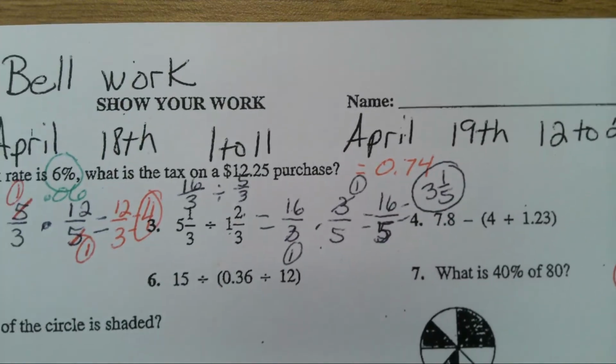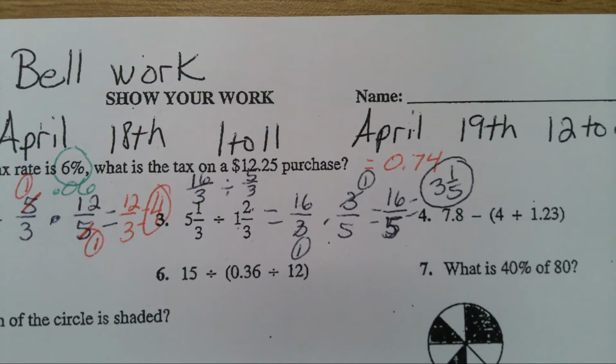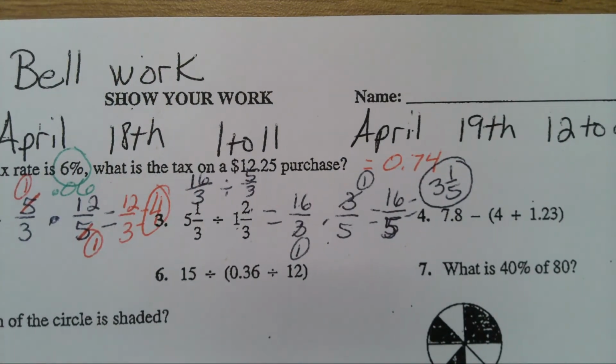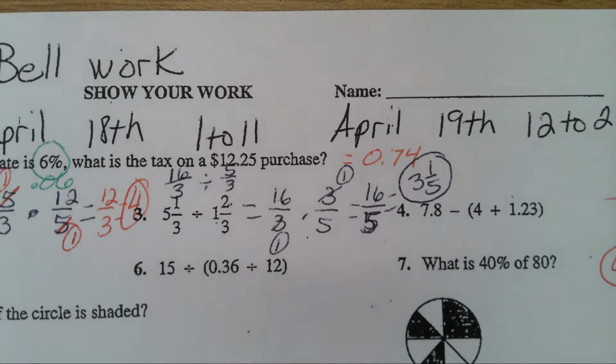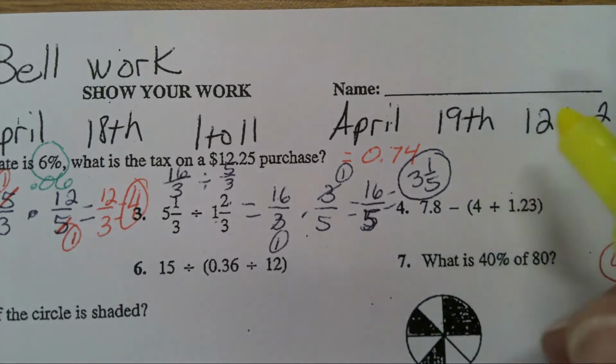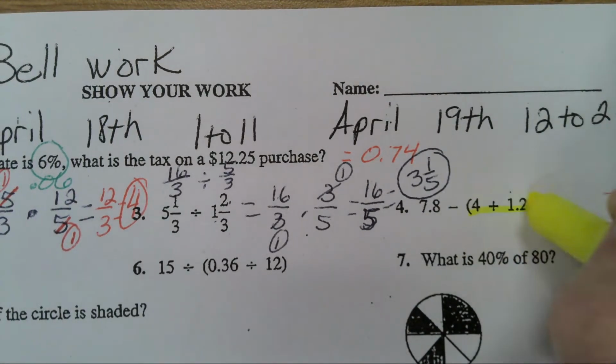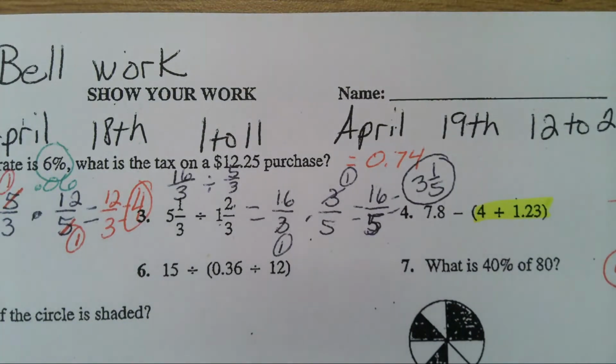Kids, you really have to know how to do 2 and 3. It's fair. All of these are very important. In number 4, the first thing you're going to do is your parentheses. We're going to do 4 plus 1 2/3.